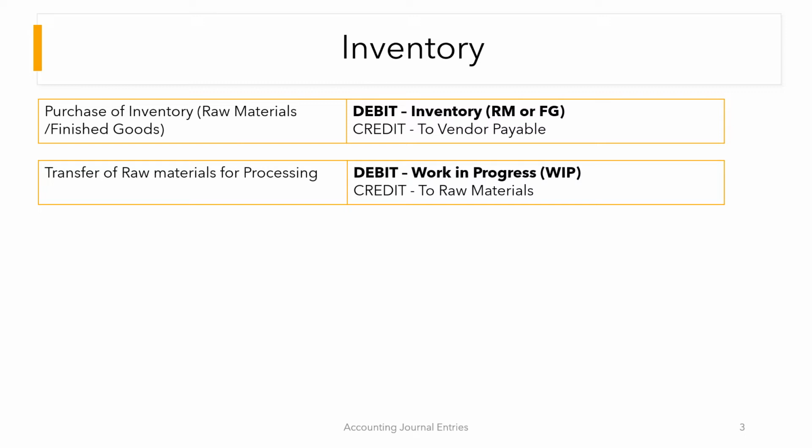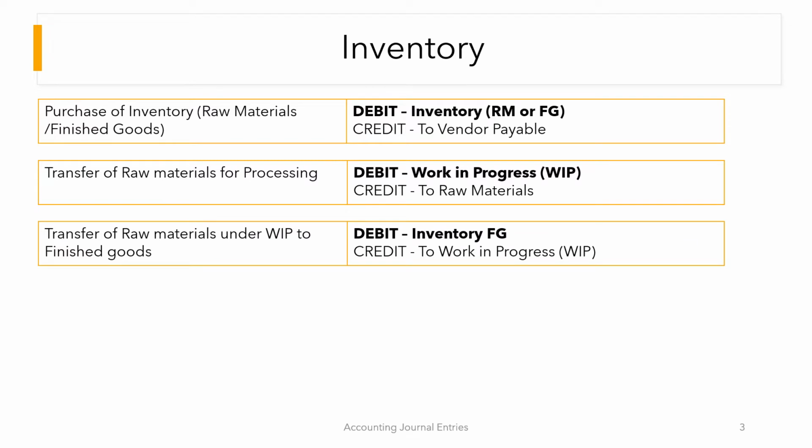For transfer of raw materials for processing, you will debit work in progress, WIP, and credit to raw materials. Transfer of raw materials under WIP to finished goods, debit inventory FG in the form of finished goods, credit to work in progress.